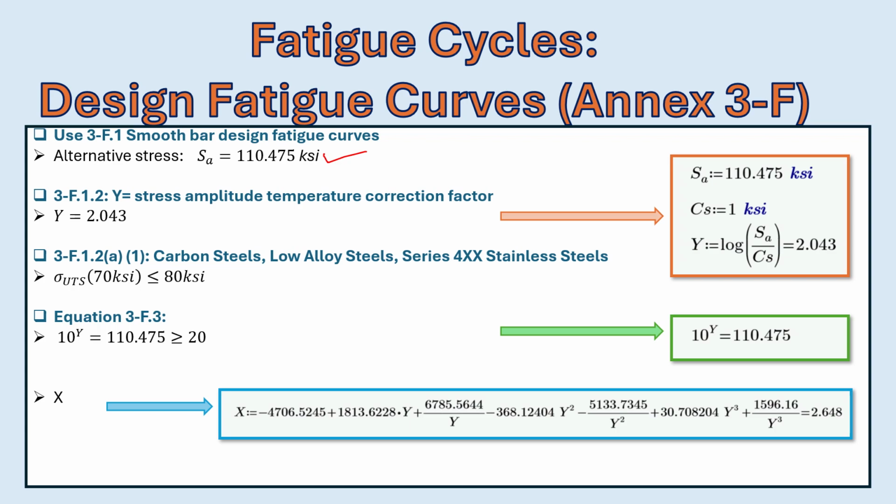The cs is a unit conversion factor. For ksi, it stays 1. If the units are different, you can get the value of cs, which is given in annex 3f. In our case, since the values are in ksi, we're going to use cs as 1.